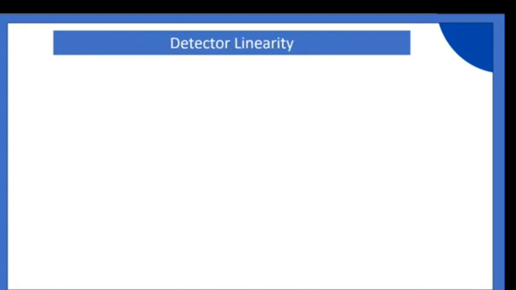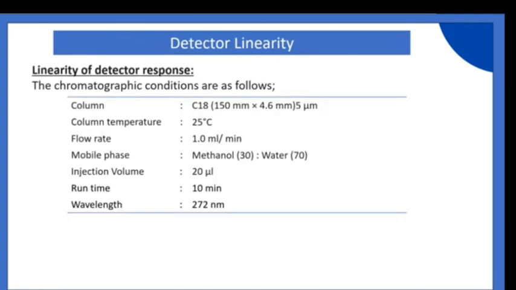Now let us see the next parameter, detector linearity. The chromatographic conditions are as follows. Column is C18, 150 into 4.6 mm, 5 micrometer, or any equivalent. Column temperature is 25 degrees Celsius. Flow rate is 1.0 ml per minute. Mobile phase is in the ratio methanol water 30/70. Injection volume is 20 microliter. Runtime will be 10 minutes and wavelength is 272 nanometer.